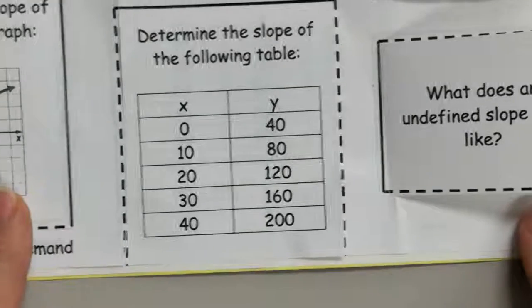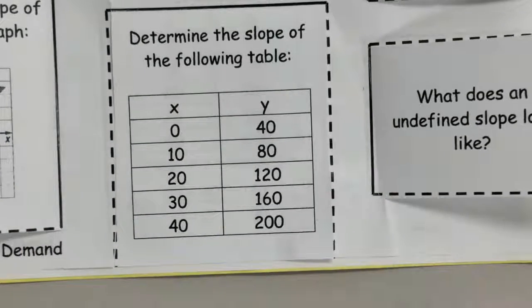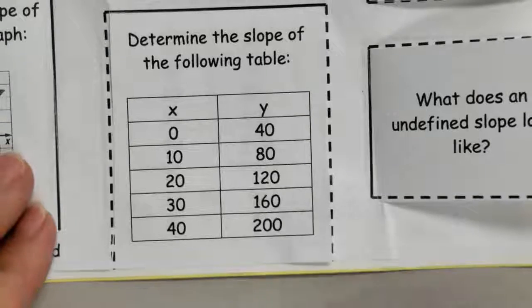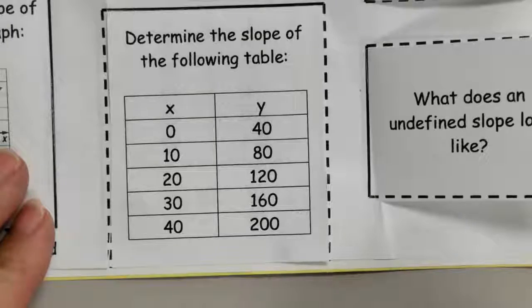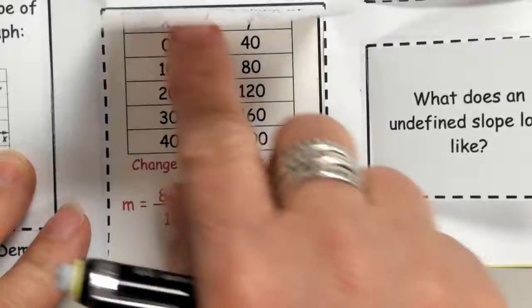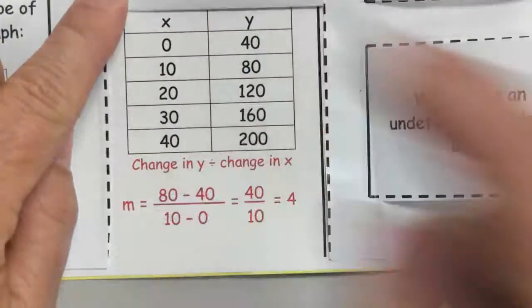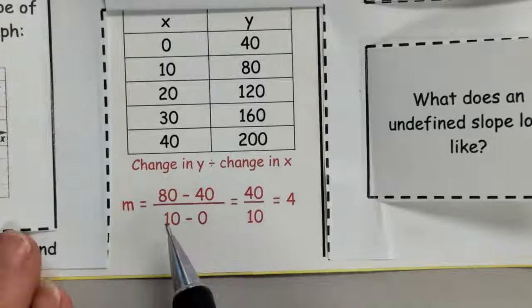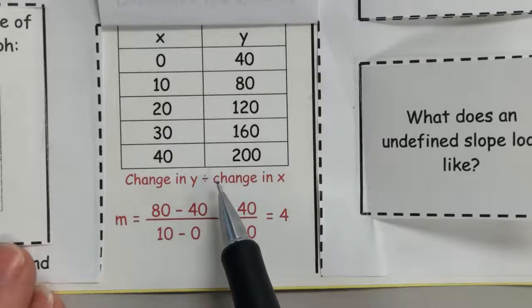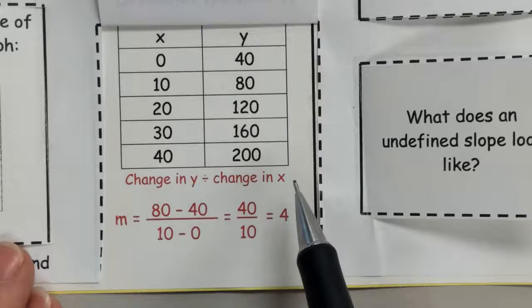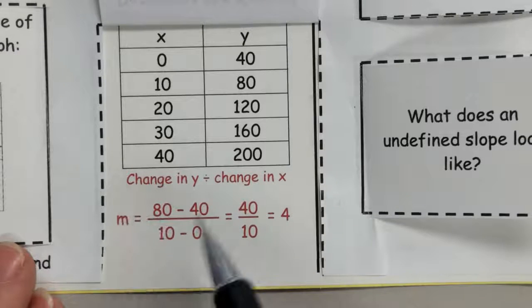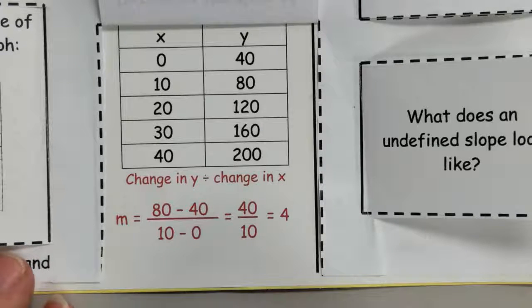Now let's take a look at this table. It says determine the slope of the following table. So the function that's represented here is a linear function. If we graphed it, it would be a line. Here's how you're going to find the slope if you're given a table. The formula is change in y divided by change in x. So notice that's exactly what our slope formula is, the change in y over the change in x.